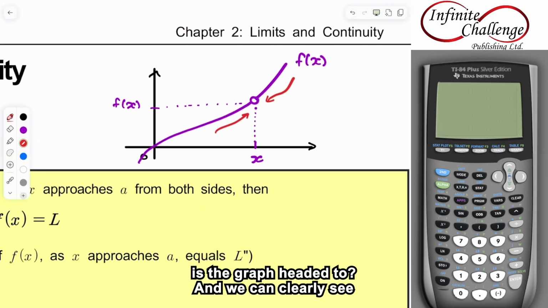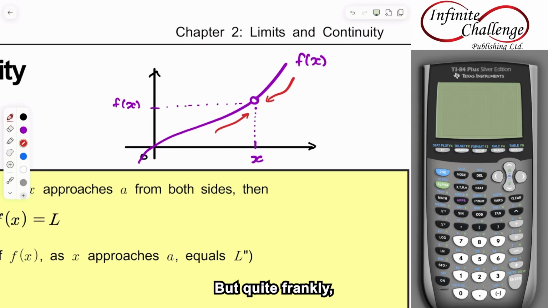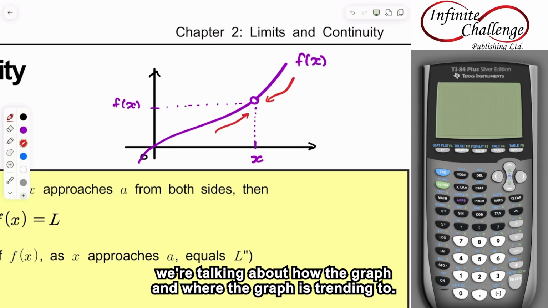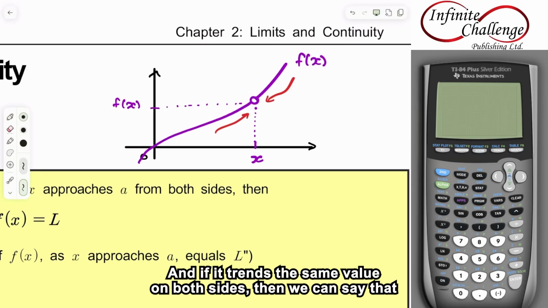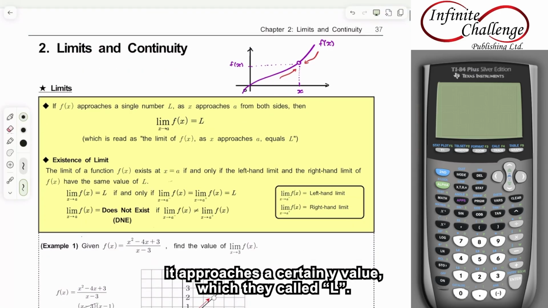And we can clearly see that it's headed to this particular value, both on the left side and the right side. But quite frankly, we're talking about where the graph is trending to. And if it trends to the same value on both sides, then we can say that it approaches a certain y value, which they called capital L.